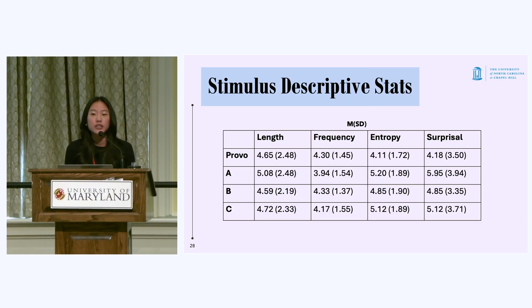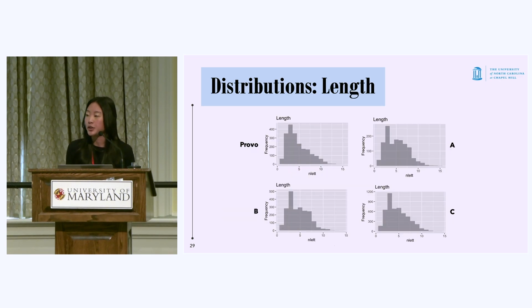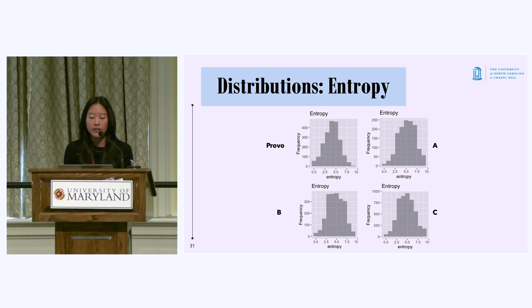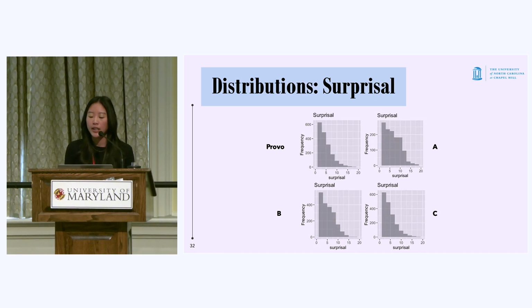Before I get to the critical results, I just want to present some descriptive statistics here. This is all just to show that across the 4 data sets, the critical variables are all within a similar range of one another in terms of their means and standard deviations. I also plotted their distributions, again, just to show that there's not a data set that is unlike the others in any alarming way. So here are the length ones, frequency, entropy, and surprisal.